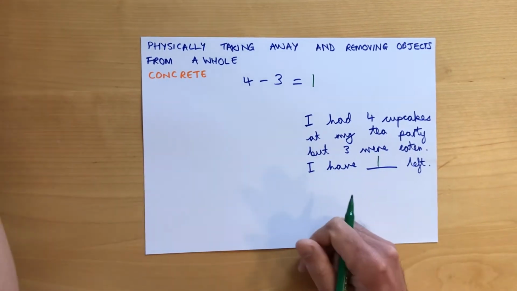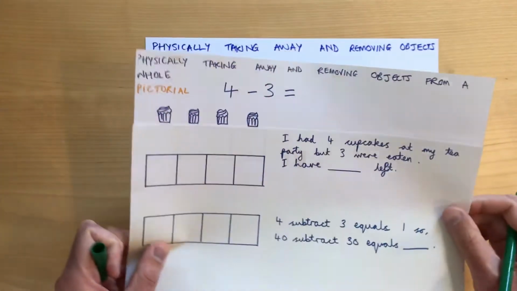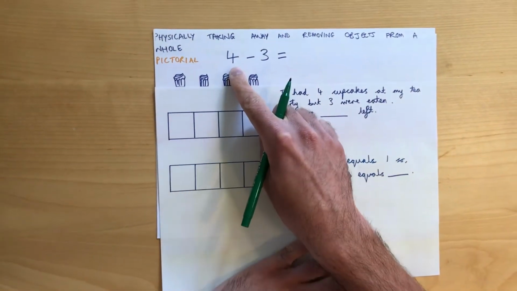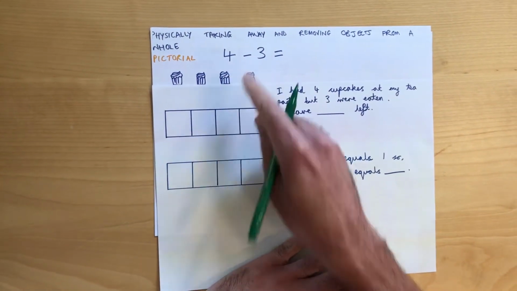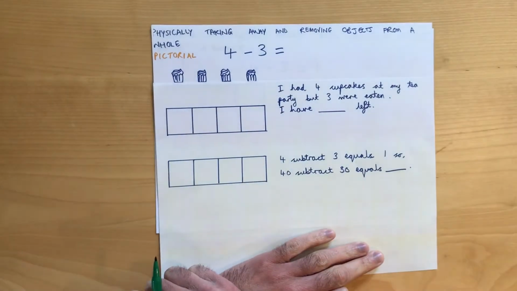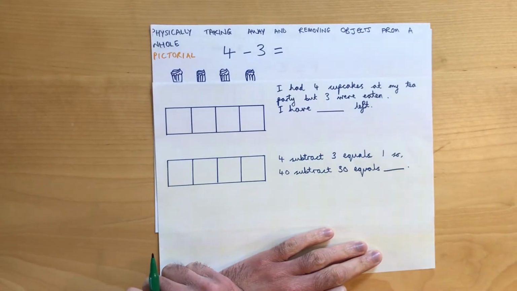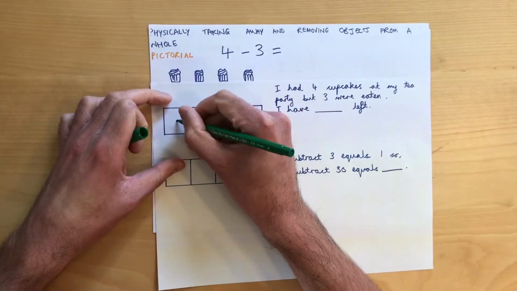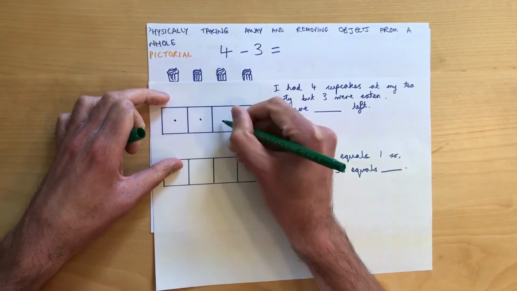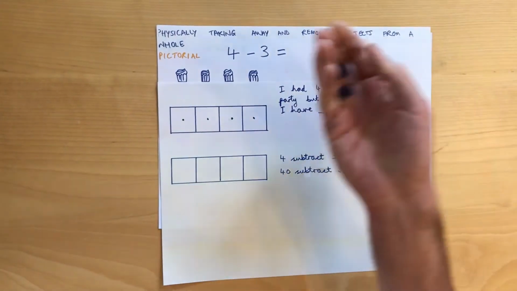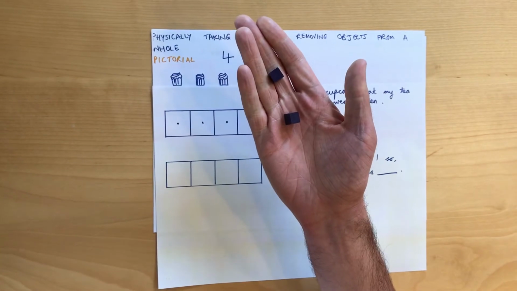Moving on to the pictorial method of physically taking away and removing objects from a whole. So my number sentence is still 4, take away 3. As you can see, I have actually drawn 4 cupcakes. But you can draw ones in simpler ways, like small dots. We use dots to represent ones from our base 10 equipment.